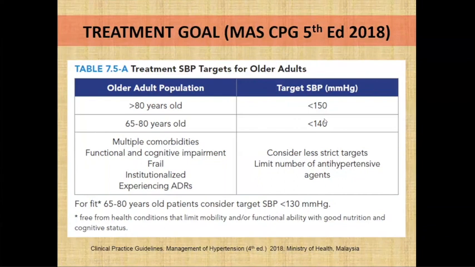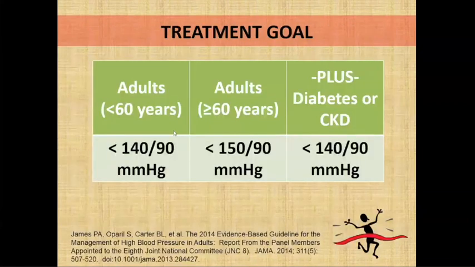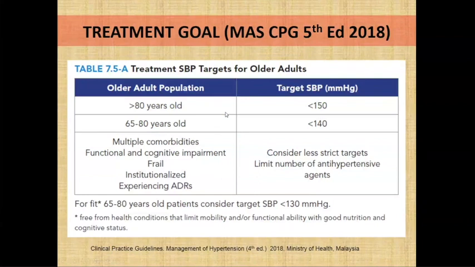This is different from JNC 8. In JNC 8 they mentioned 150 over 90 for more than 60 years old. Okay, this is 65, less than 140. And for multiple comorbidity, those who are frail, those who have experienced AD and everything, we take a less stringent target. So there's one thing: as you can see here, for fit, they can go even lower.